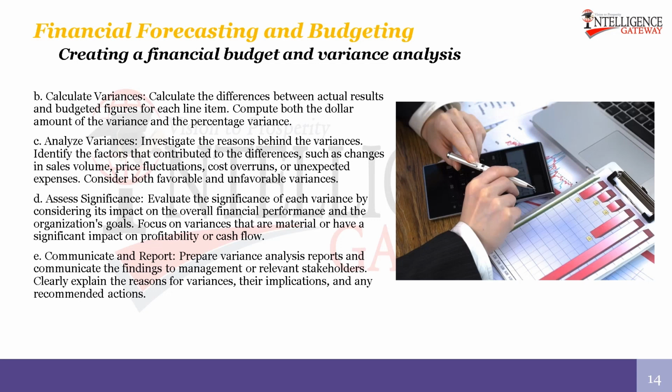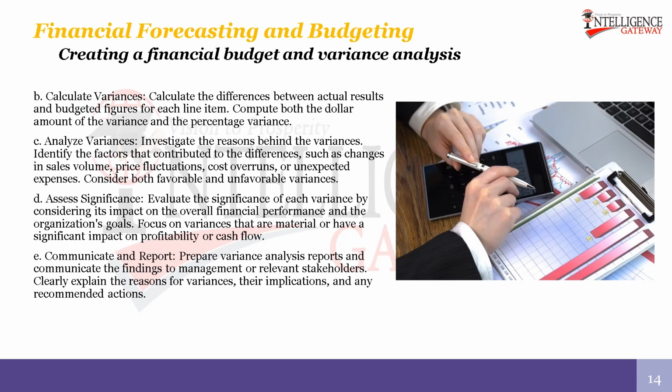Identify the factors that contributed to the differences, such as changes in sales volume, price fluctuations, cost overruns, or unexpected expenses. Consider both favorable and unfavorable variances. D. Assess significance. Evaluate the significance of each variance by considering its impact on the overall financial performance and the organization's goals. Focus on variances that are material or have a significant impact on profitability or cash flow.